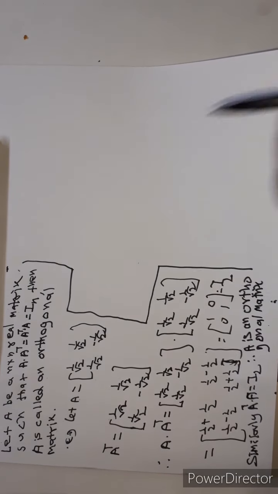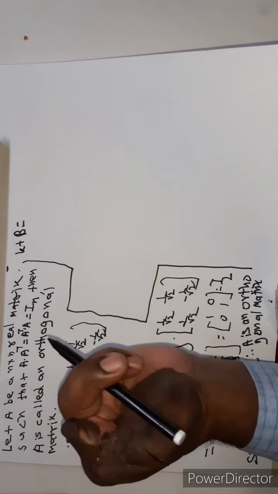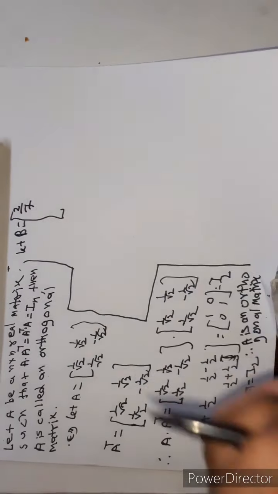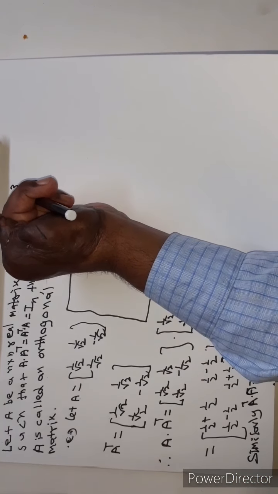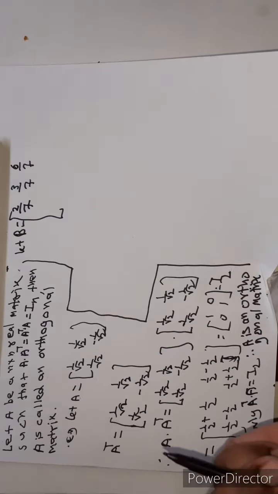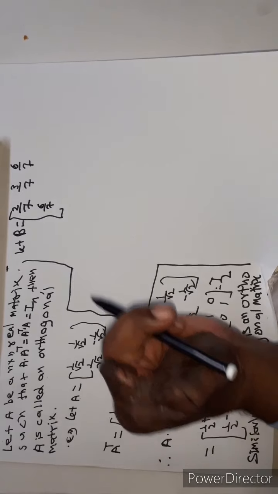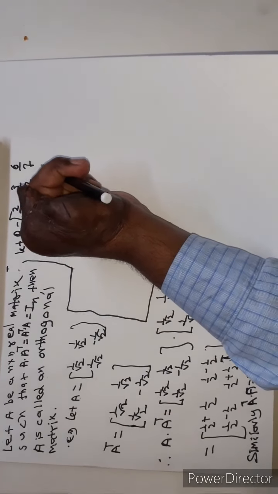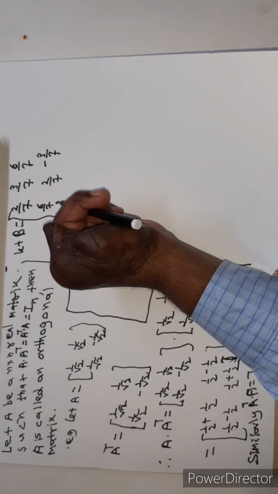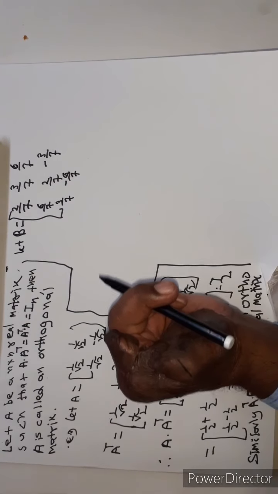Now let B is equal to 2 by 7, 3 by 7, 6 by 7, 6 by 7, 2 by 7, minus 3 by 7, 3 by 7, minus 6 by 7, 2 by 7.